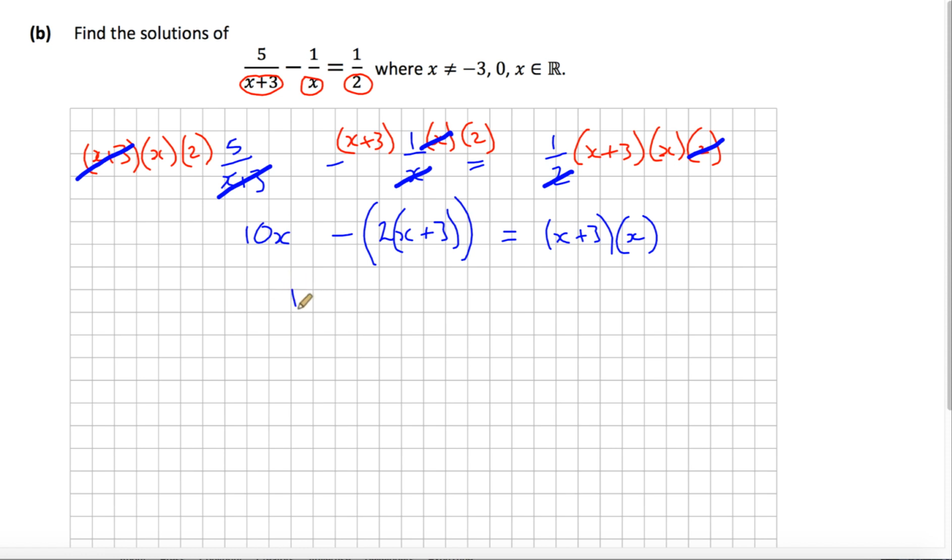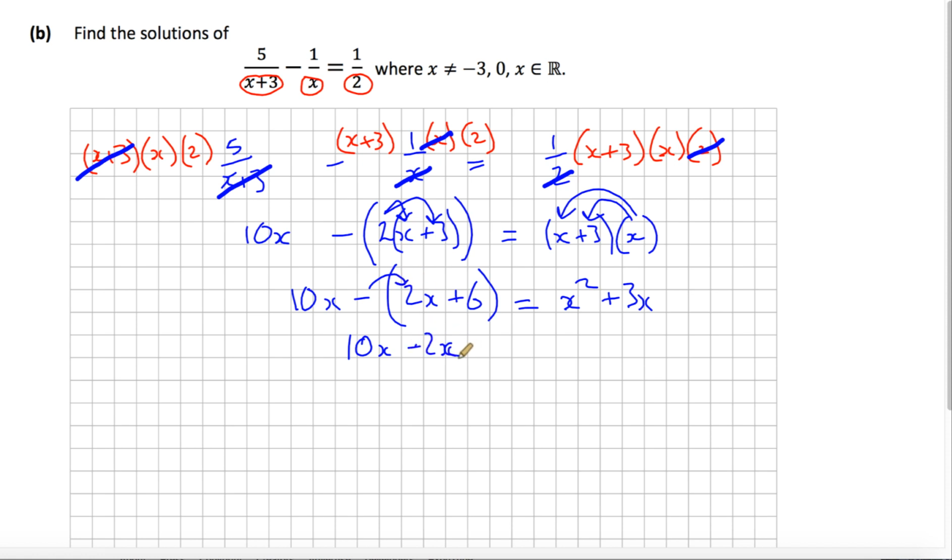Okay, so now we can start to tidy up 10x. Here we leave the minus outside first. So 2 by x is 2x, and 2 by 3 is 6. And that's equal to, now we're going to multiply the x by both of these. So x by x is x squared. X times 3 is 3x. And then over here we got the 10x. Now minus by 2x is minus 2x. And minus by plus 6 is minus 6.